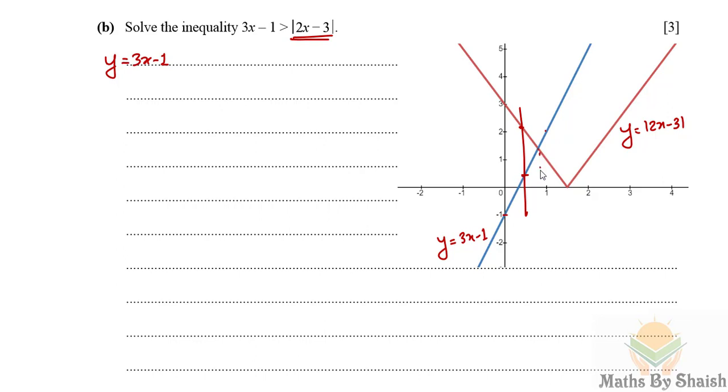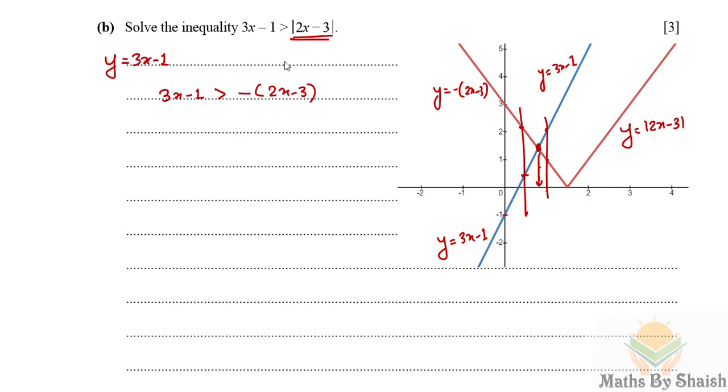But after this point we will get the red line below, always, meaning modulus of 2x minus 3 will always be less than 3x minus 1. So we need to focus on these two. This intersection means y is equal to minus times 2x minus 3, because it's a reflected line, and the line y is equal to 3x minus 1. So we need to focus on these two parts. So it is going to be 3x minus 1 greater than minus times 2x minus 3.